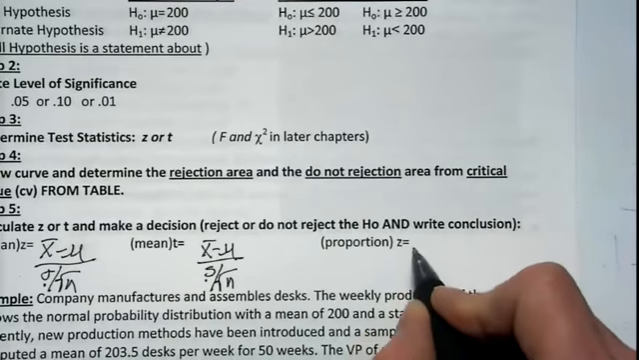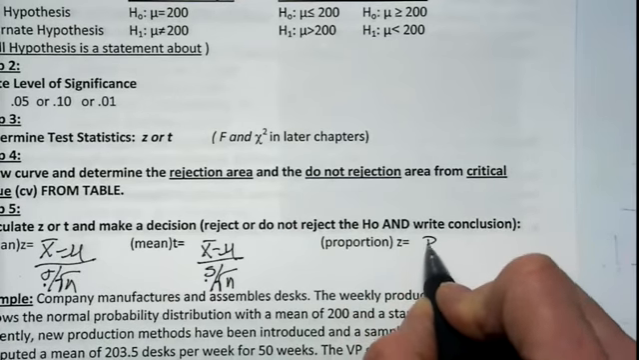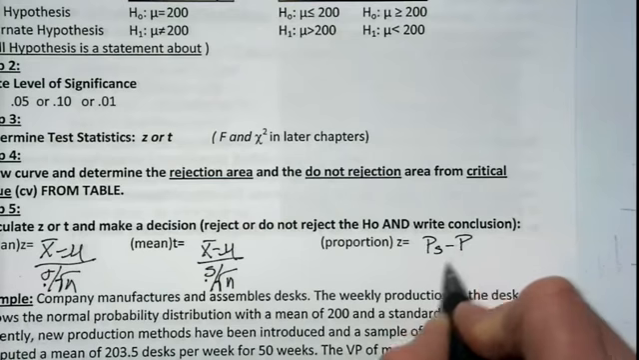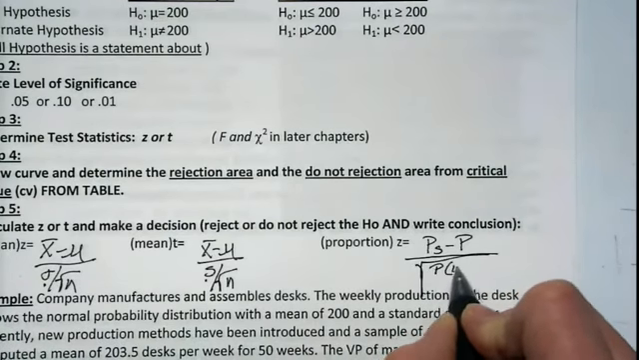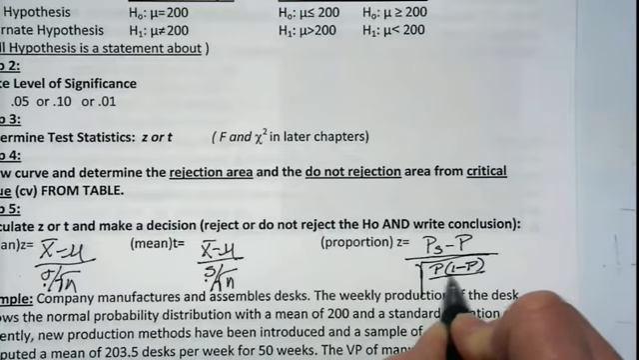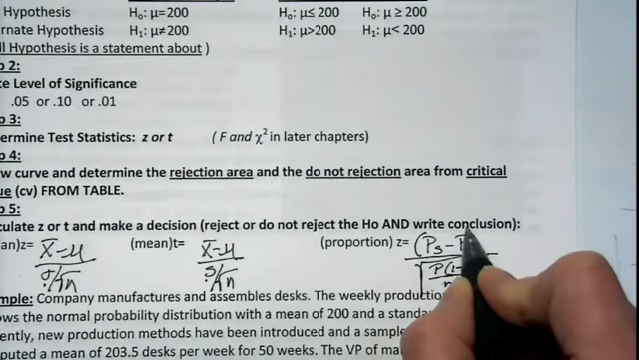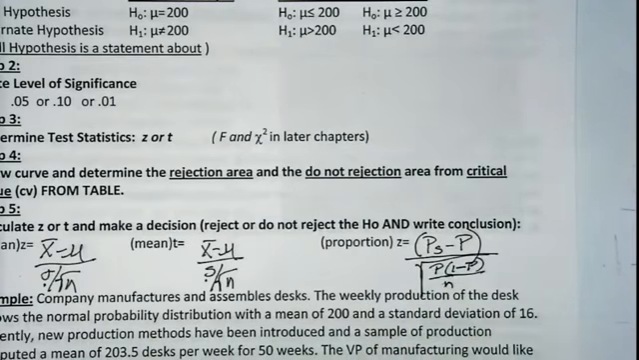Our last concept we're going to go over is when I have proportion data, and that uses a different formula. Make sure you put parentheses. Now, all three of these formulas are located in the table I've given you.